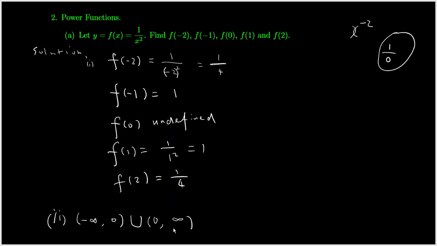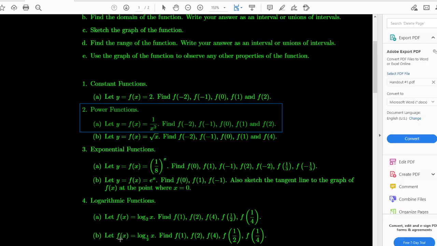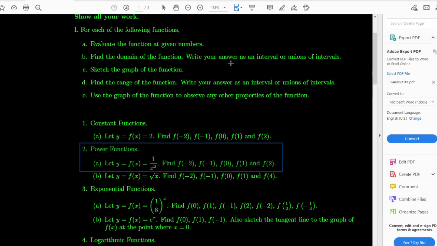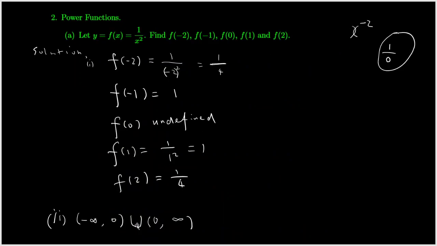This notation is union notation. The meaning of the union notation is together with. You write the answer like that. If you read the question on the handout, I want you to write the answer to the domain as an interval or unions of the intervals. So that's what I meant by union. You interpret the meaning of union as together with. It means nothing but together with that interval, together with that interval.